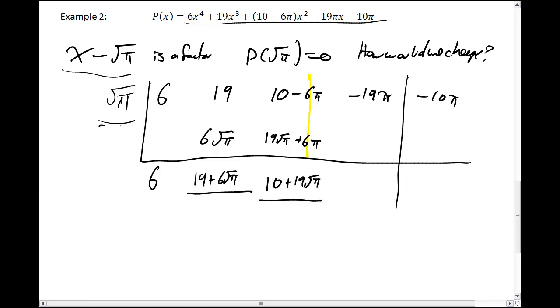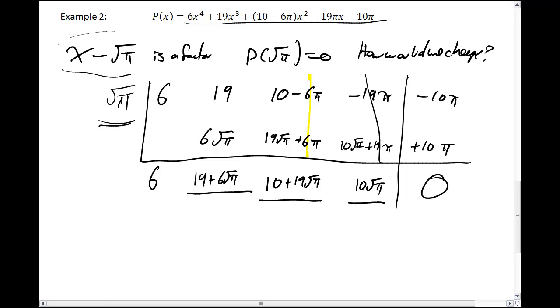Take my answer and I multiply it by root pi. This leaves me with 10 root pi plus 19, and then root pi times root pi again leaves me with pi. Just like root 2 times root 2 is going to leave me with 2. The 19 and negative 19 pi's cancel. I'm left with 10 root pi. I take my answer and multiply that by root pi. That gets me positive 10 pi. These add together and give me 0.